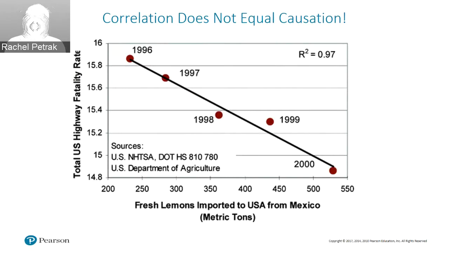Because in correlation, we're just looking at the association between two variables. We're not accounting for confounding variables, and because we don't have an experimental method, we haven't been able to randomly assign participants to groups that are matched based on variables that we expect to be potential confounders.